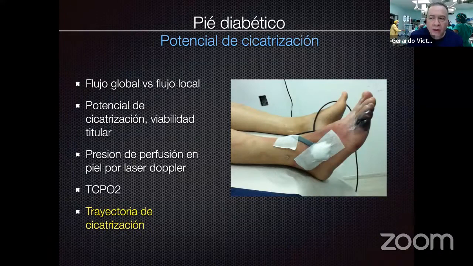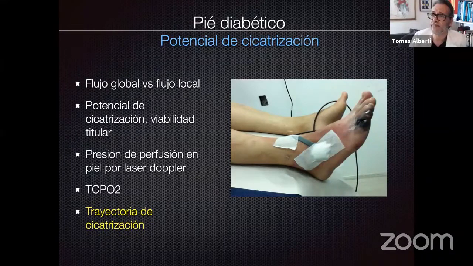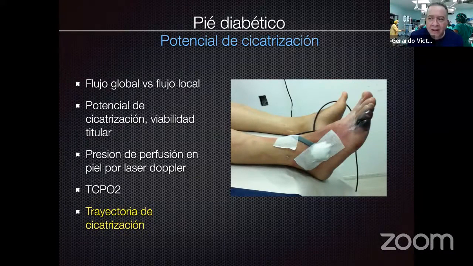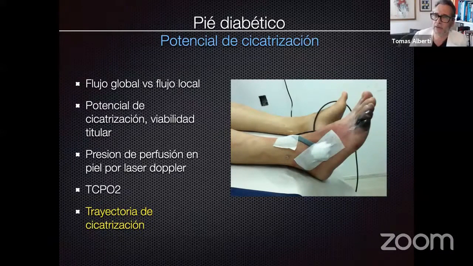Tenemos problemas de flujo. Doctor Alberti, disculpe que lo interrumpa. Estamos un poquito contra el tiempo. Está excelente pero sí, le damos unos minutitos más.